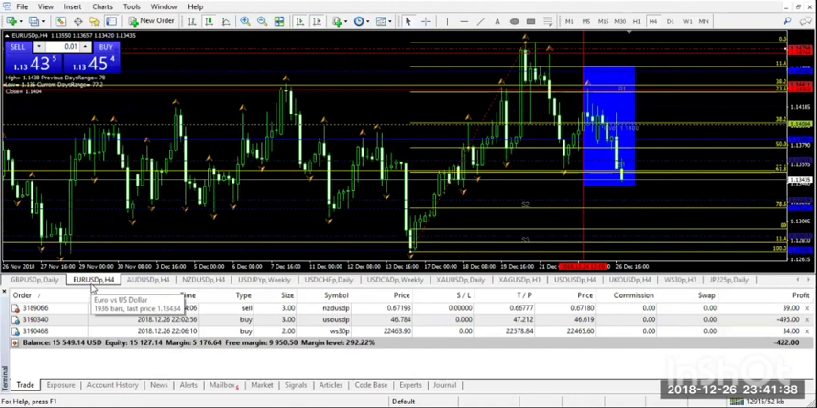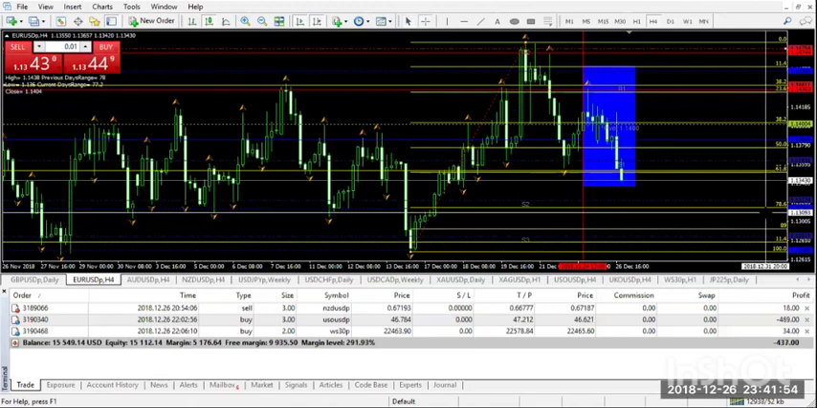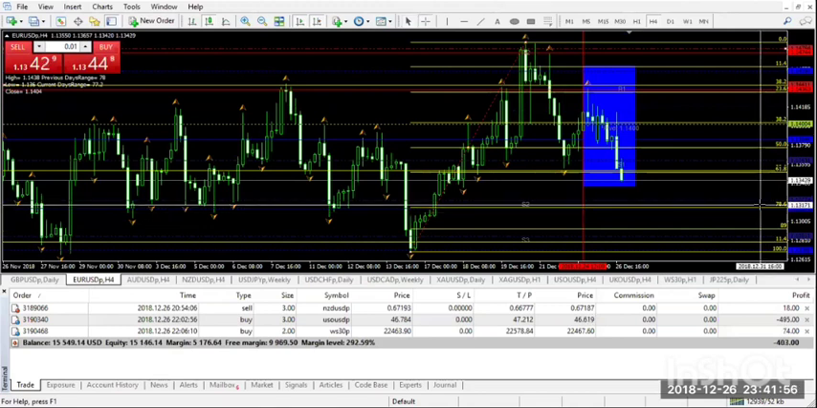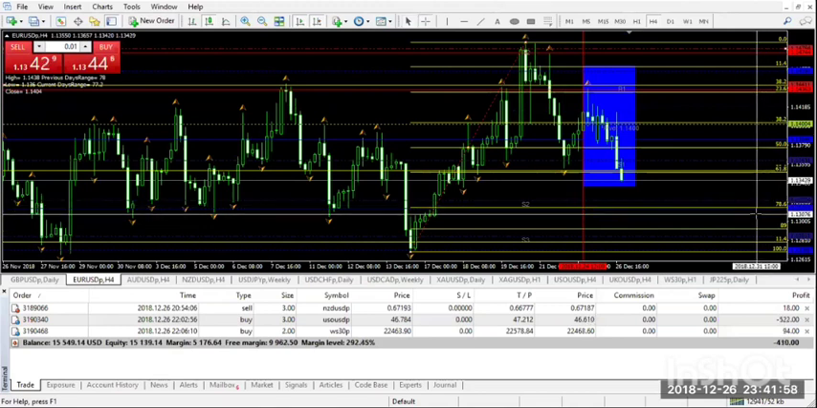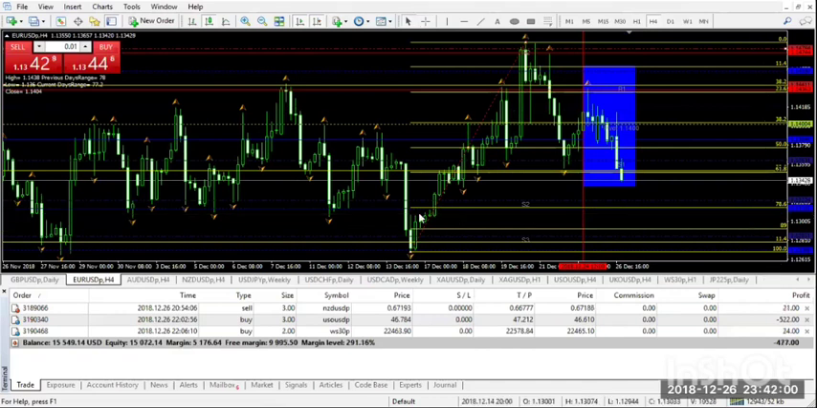You see, I have opened a sell position here and I've put the take profit on 1.1391. I've placed it here on 1.1391, at the swing low. Is this a good place, or should I have put it a bit higher?